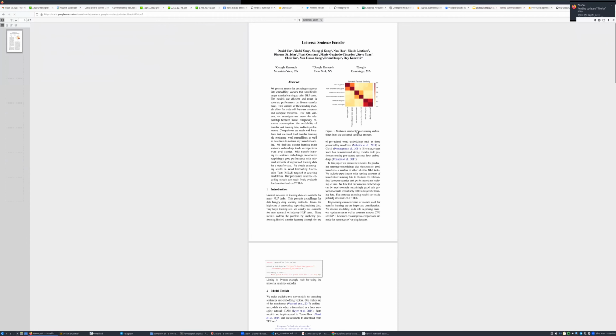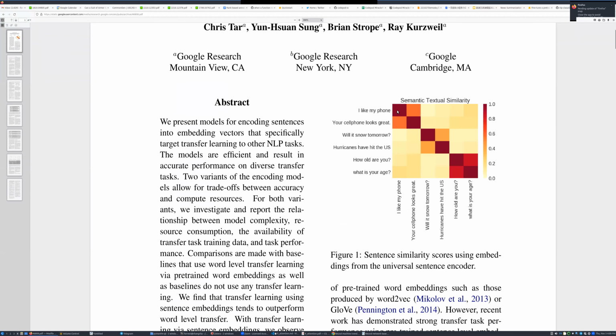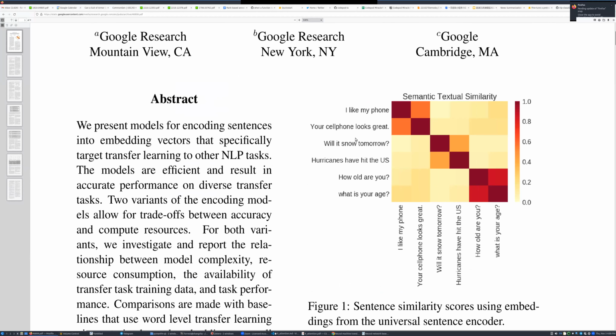Let's see this paper. If we can embed the sentence, then we can compare the similarity between sentences. You can see here is an example. Here's one sentence that says, I like my phone. Here's another sentence, your cell phone looks great. And here's the same sentences. We can see something interesting, right? These first 2 sentences, they're both talking about the phone. Therefore, their semantic contextual embedding similarity is pretty high. If you look at these 2 sentences, they're both about the weather, so their semantic similarity is also high.